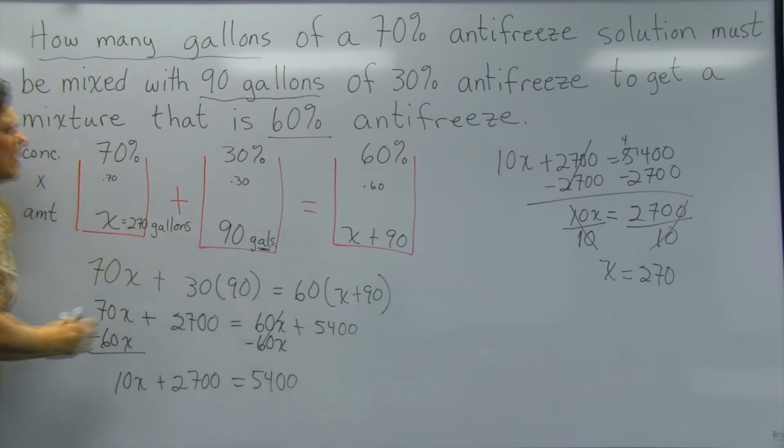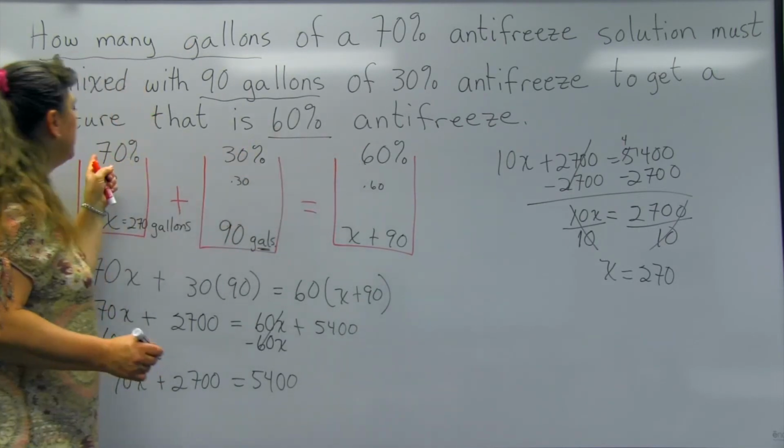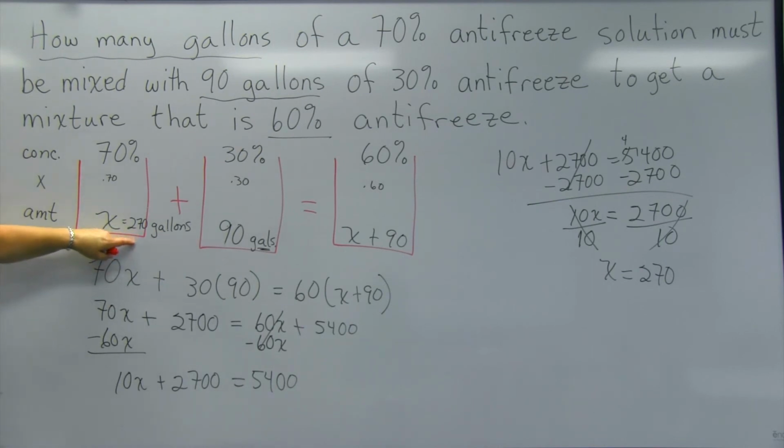Let's see, does that make logical sense? Yeah, it would, because we're a lot closer to the 70% than we are to the 30%. So it makes sense that this would have the most, because it would carry the greatest weight into the solution. So it makes sense. So there you are. That's how to set up buckets, and that's how to mix two things together.